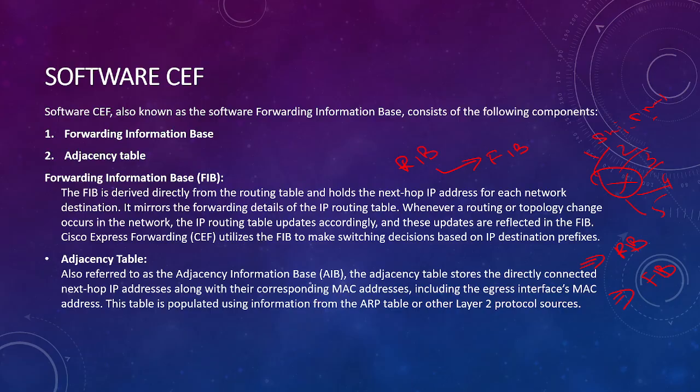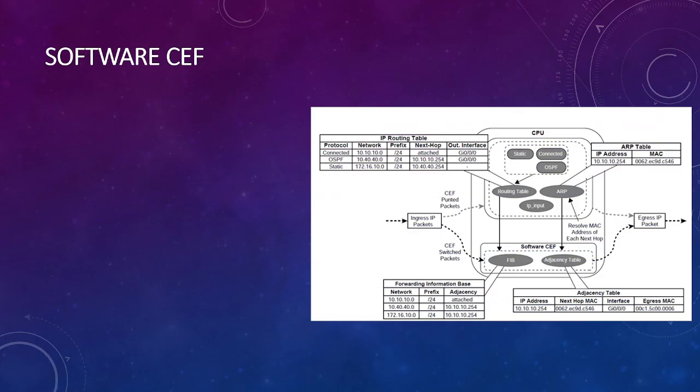So that helps to map the MAC address for the egress interface. Basically, like the RIB is copied into the FIB, the IP ARP table will be copied to the adjacency table. It is simple, you just have to remember that.